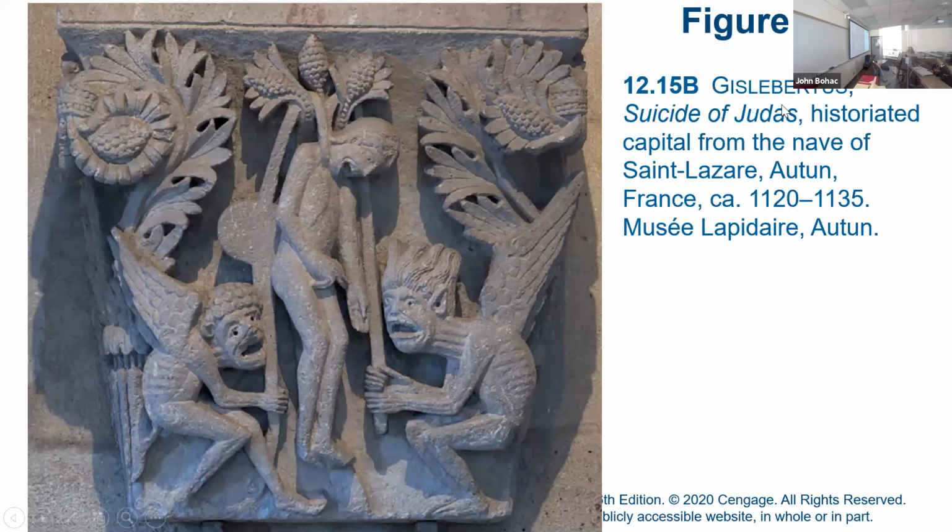Gislebertus, we saw some of his sculpture already. Suicide of Judas. Judas, the one that betrayed Christ, had second thoughts when they saw what the Romans were going to do to Christ, and said, here, you can have your money back, let him go. And they said, nope, too late, Judas. Felt bad, went and hung himself. And so anyway, you can see that that's what's being depicted here. It's pretty gruesome. And we got demons here. Bad angels.